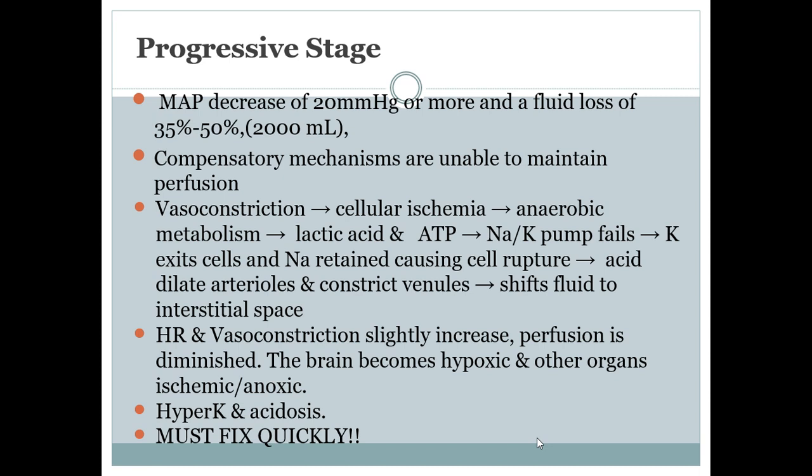Compensatory mechanisms are no longer able to keep up in this stage. Although they continue to remain active, they're really trying hard, but they cannot maintain tissue perfusion in vital organs. Cells in the heart and brain are hypoxic, and other body cells become ischemic and anoxic. Acidosis and hyperkalemia need rapid treatment or death will occur. Cells switch from aerobic to anaerobic metabolism, and remember, lactic acid is a byproduct of anaerobic metabolism, lowering pH and increasing acidity.